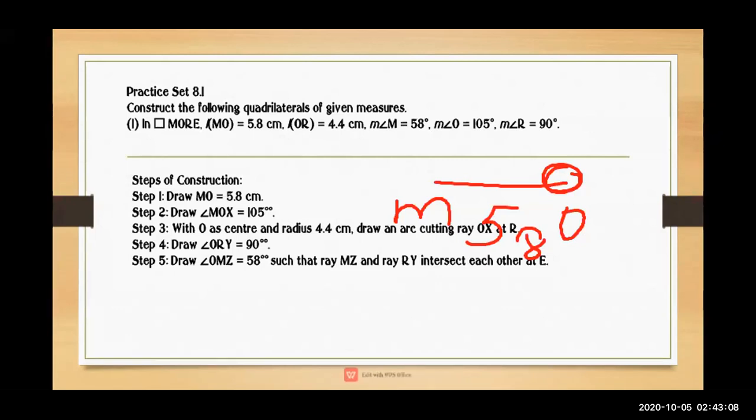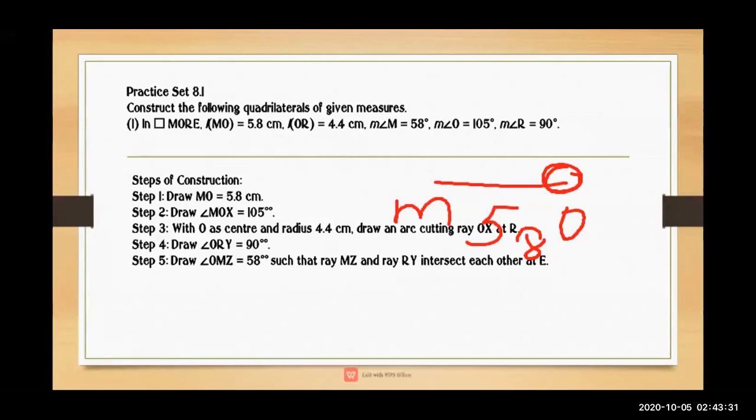105 degrees means it is which type of angle? It must be an obtuse angle. It should show an obtuse angle, that means it is greater than 90 degrees. It is an obtuse angle.